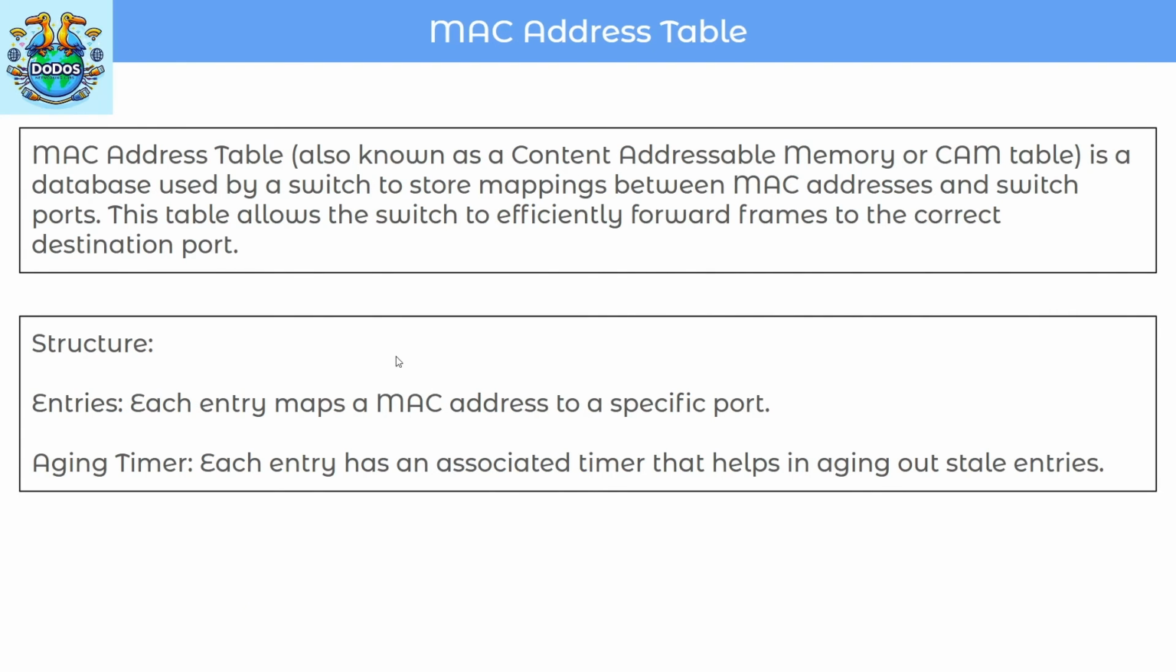MAC address table, also known as content addressable memory or CAM table, is a database used by a switch to store the mapping between MAC addresses and switch ports. This table allows the switch to more efficiently forward frames to the correct destination port. A tip from me is, they might try confusing you by calling it a CAM table, but it's interchangeable and they're the same thing. The structure, entries: each entry maps a MAC address to a specific port, and then there's the aging timer that we talked about, where it just removes the stale entries that don't get used again.